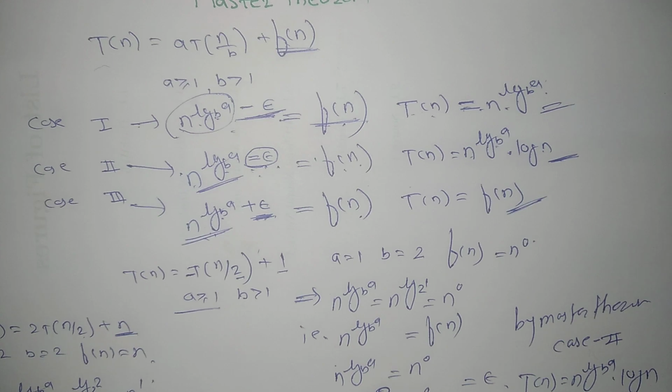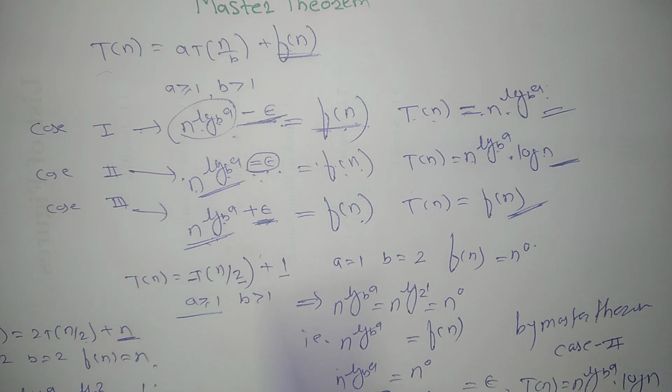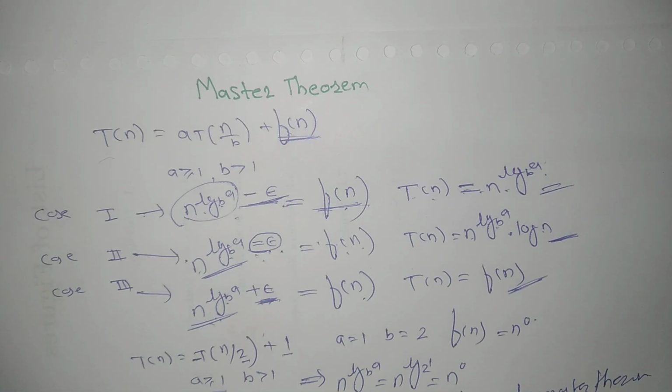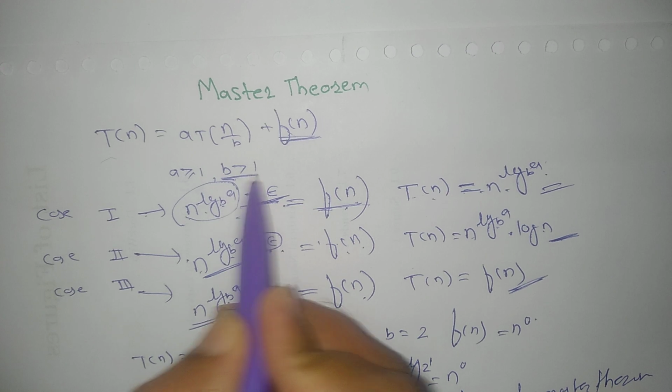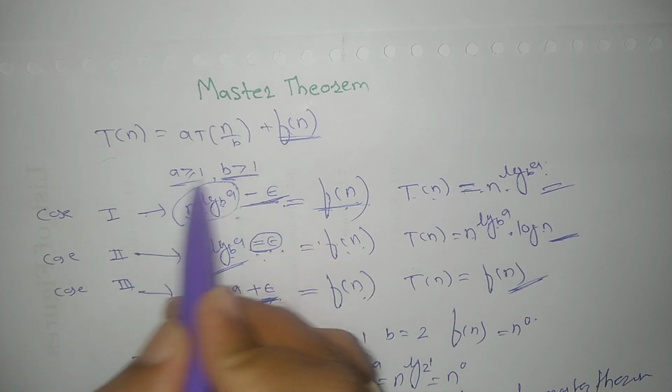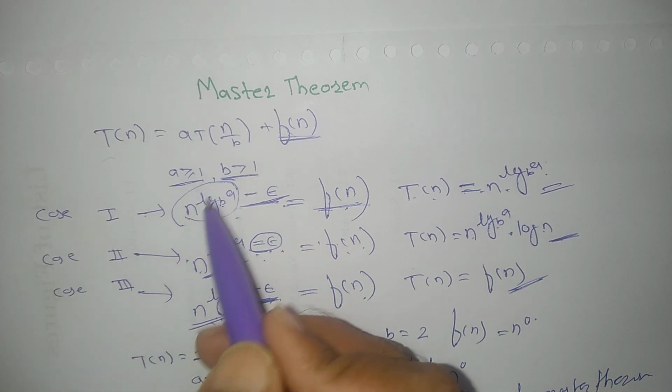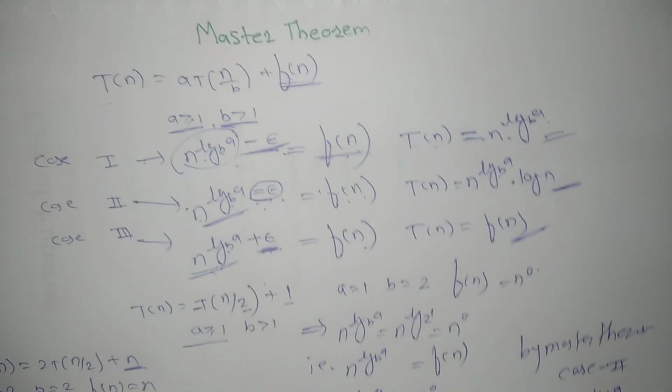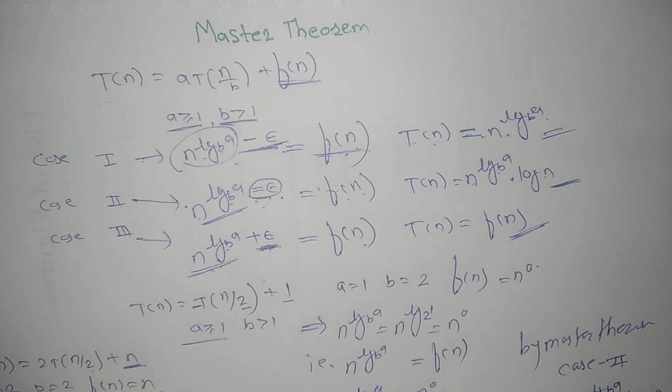We can use the master theorem at different approaches, for different problem statements, only we have to satisfy the condition. What is the condition? b must be greater than 1 and a can be greater than or equal to 1. So with 3 cases, we can easily solve using the master theorem.